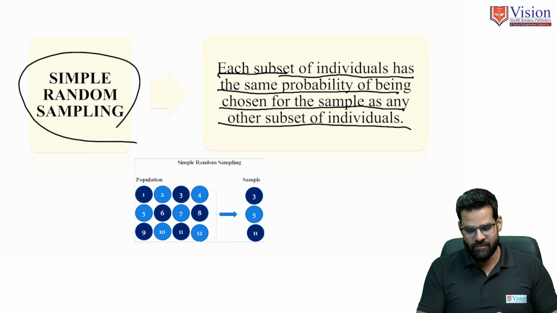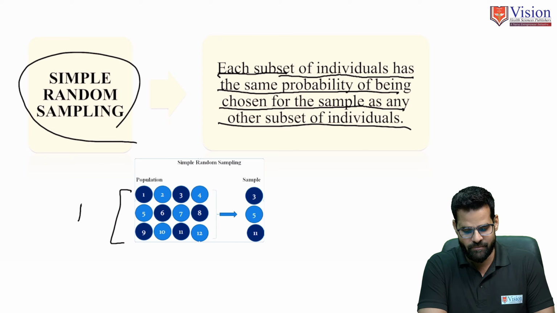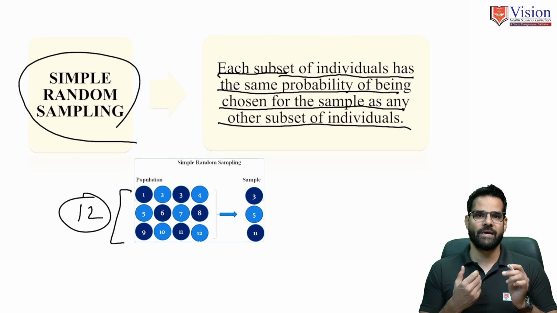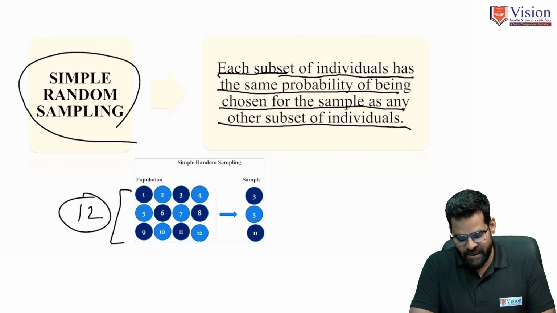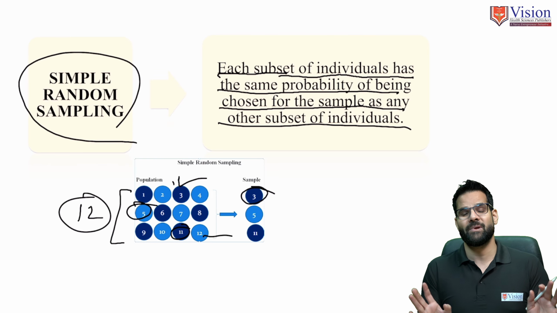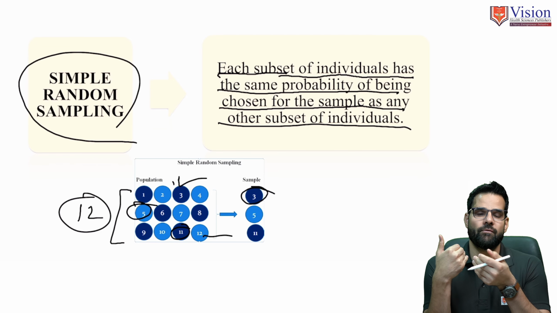The example which I have given you, as you can see here, suppose this is a population of 12 people, 1, 2, 3, 4, 5, 6, 7, 8, 9, 10, 11, 12. There are 12 people. Now you want to select 3 people from that. So randomly, let's say number 3 was selected, number 5 was selected, and number 11 was selected. There is nothing else. It's very simple. Okay.